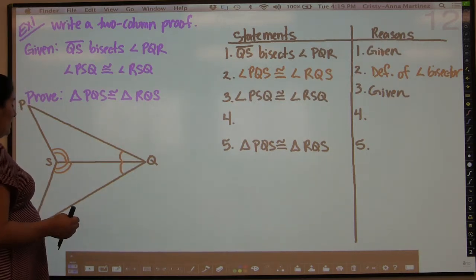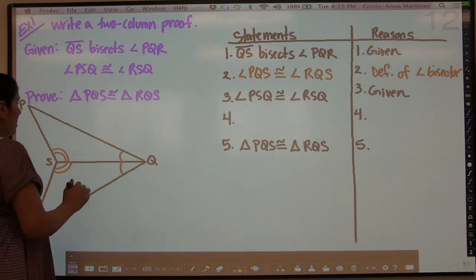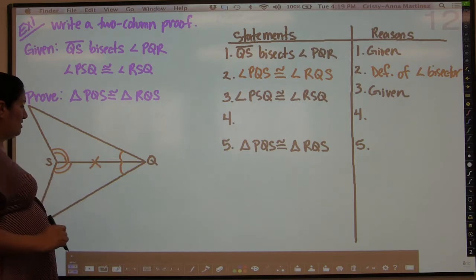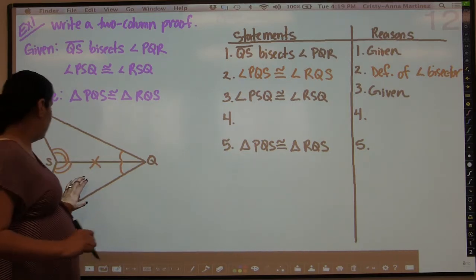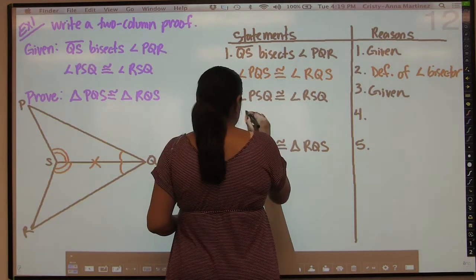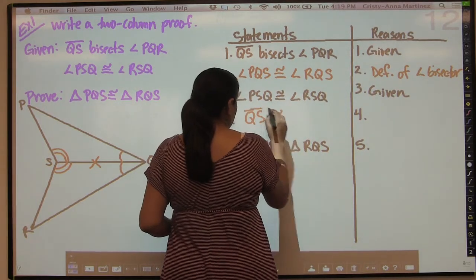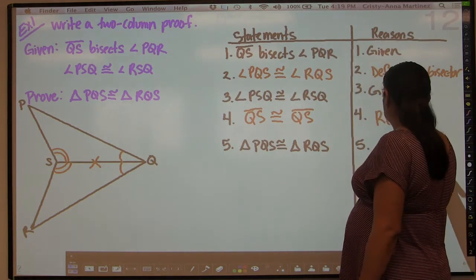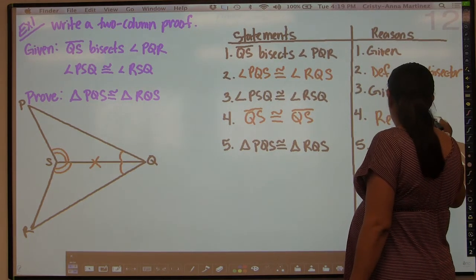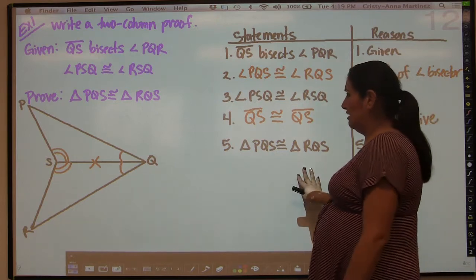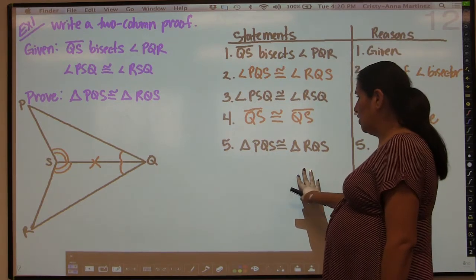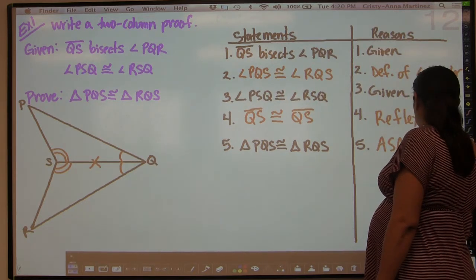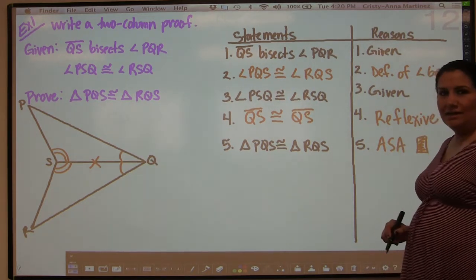And so the only thing that we need now is that we also have a shared side. So we've got two angles, and this is the side in between them. And it happens to be a shared side between both triangles. So we're going to say that QS is congruent to QS. It's congruent to itself, and the reason for that would be reflexive. And then finally we can say that triangle PQS is congruent to triangle RQS by angle, side, angle. Put our helmets on and call it a day.